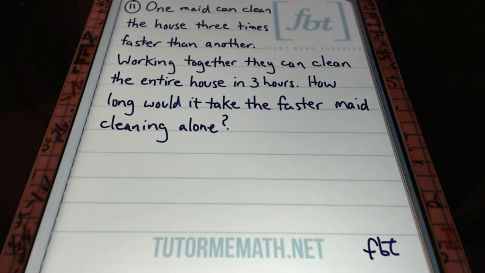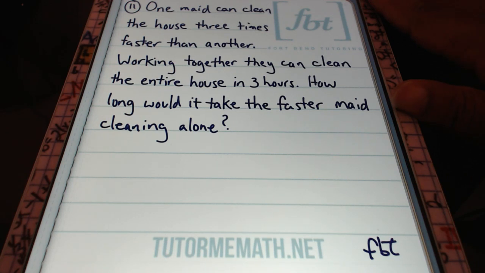In problem number 11, it says that one maid can clean the house 3 times faster than the other. Working together, they can clean the entire house in 3 hours. How long would it take the faster maid cleaning alone?